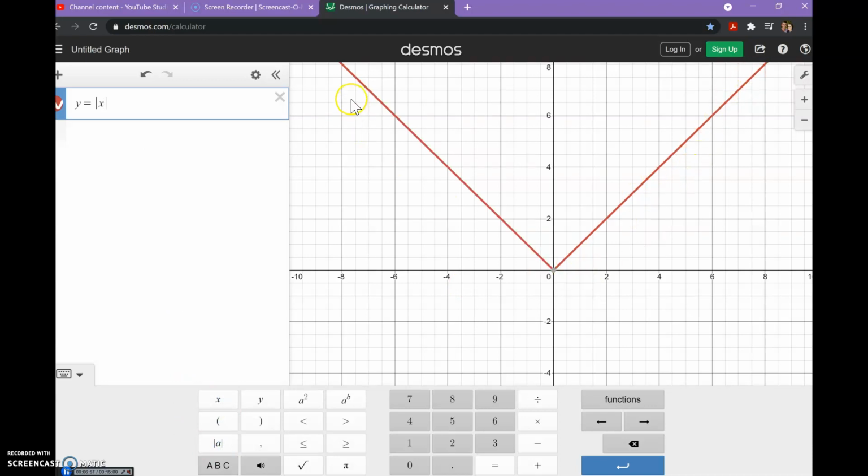We've got two lines meeting. They both have a slope of 1. Just this one is the negative side. This one's the positive side.